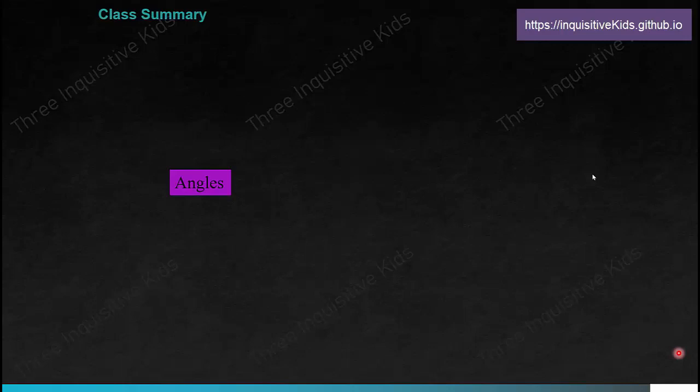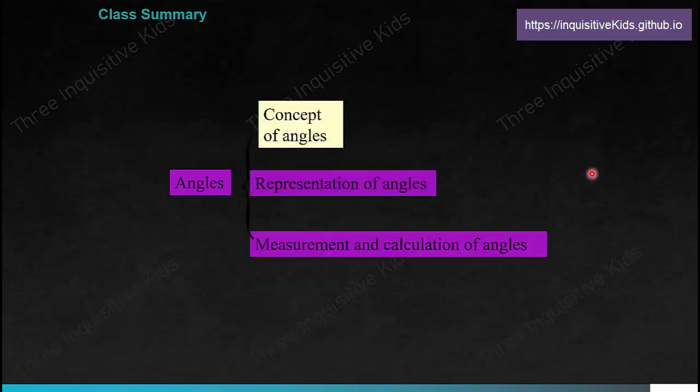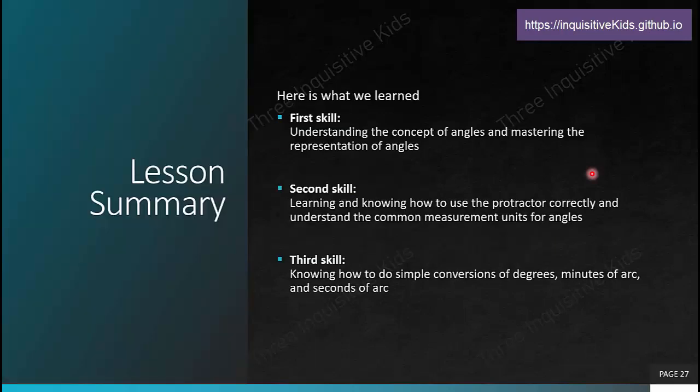So now we have a class summary. We learned all about angles through their definitions or concepts, and we learned all about the concept of angles, representation of angles, and measurement and calculation of angles. The skills we learned were understanding the concept of angles, mastering the representations of angles, knowing how to use a protractor correctly, understanding the common measurement units for angles, and knowing how to do simple conversions of degrees, minutes of arc, and seconds of arc. The next lesson we'll be learning all about comparing angles.